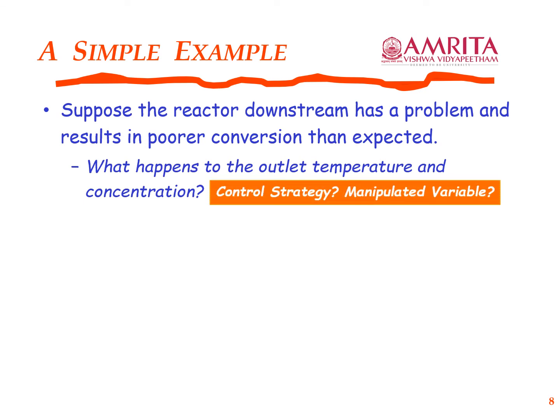So what would be the control strategy for such a system? What would be the manipulated variable? Where would you control this if it is in the reactor? Where would you control this if it is in the cooler? Where would you control this if it is in the mixer? And what would you do in the separation process? Let's assume that it is a distillation process. What would you do? What sort of strategy would you adopt?